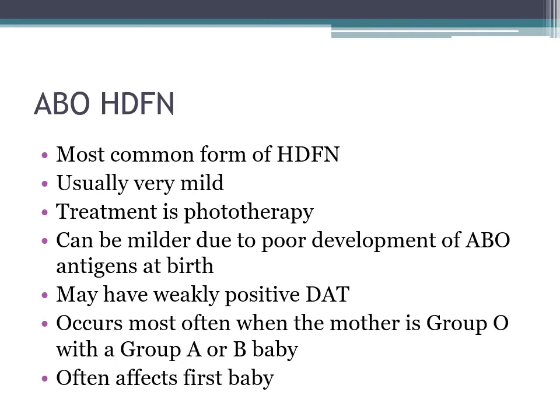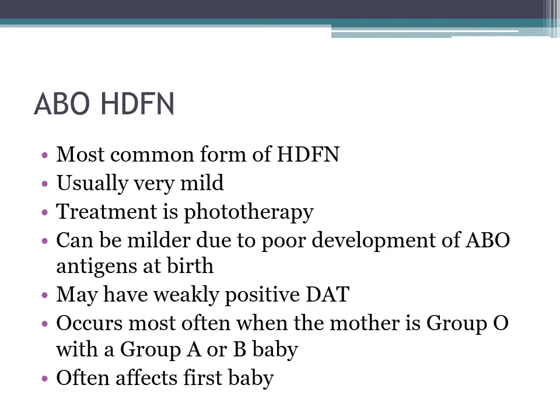The ABO HDFN is the most common form of hemolytic disease of the fetus and the newborn. It's usually very mild, and this is usually treated with phototherapy. See this happen a good bit. This can be milder due to the poor development of the ABO antigens at birth. You may have a weakly positive DAT with the ABO HDFN. This occurs most often when the mother is group O and the baby is group A or B, and it often affects the first baby.